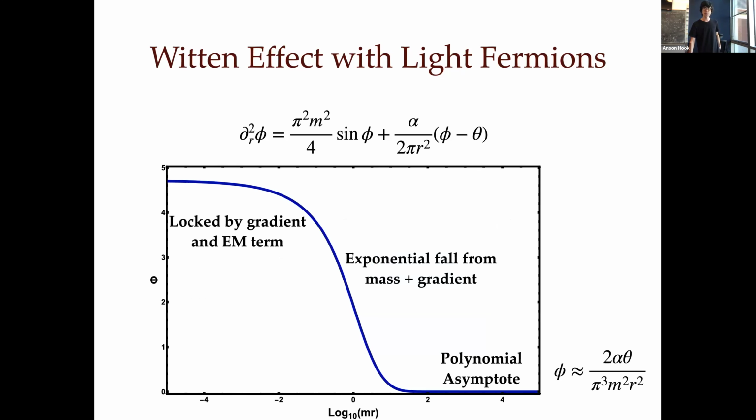If you plot it in terms of your scalar, you basically see three different pieces. It's locked by the gradient and the electromagnetic piece near the origin. It's really hard to deposit electric charge near the origin, so you don't do it. Then everything is constant, the mass term becomes important, and as always with mass terms, you start falling exponentially. Actually, though, the asymptote is a polynomial fall off for everything. Asymptotically far away from the monopole, you don't have exponential fall off. You only have polynomial fall off.